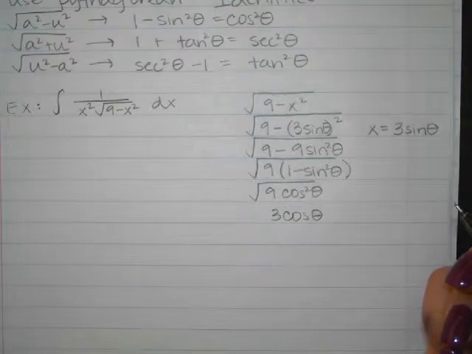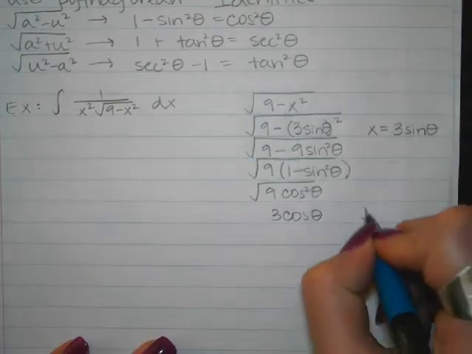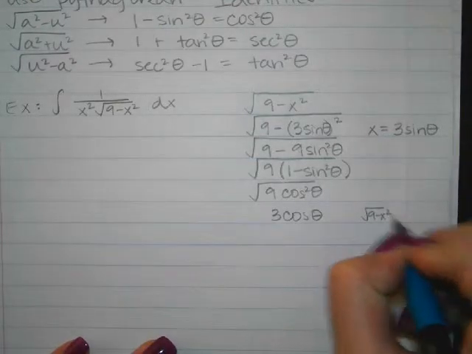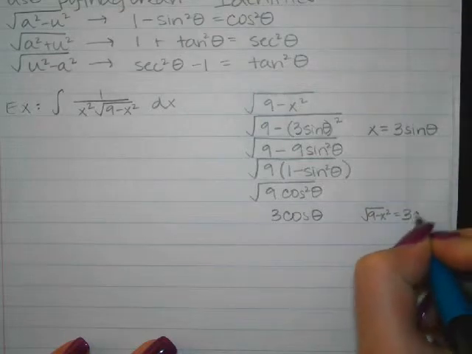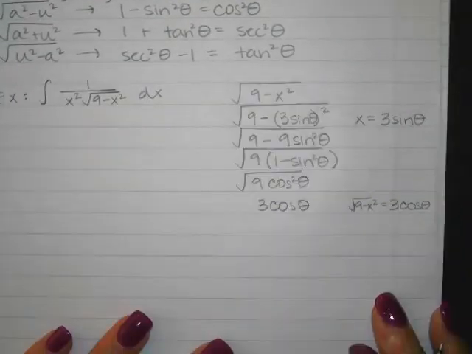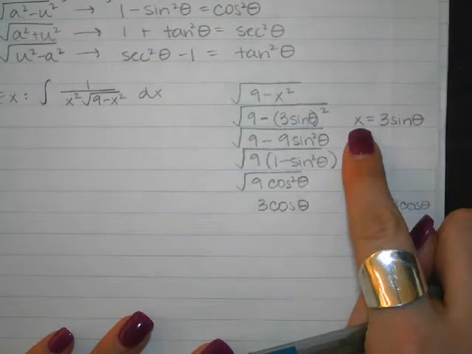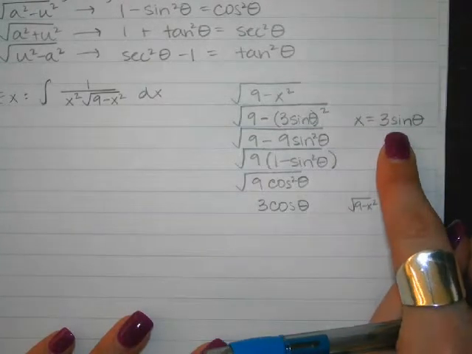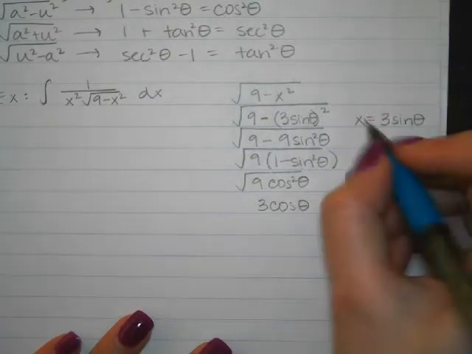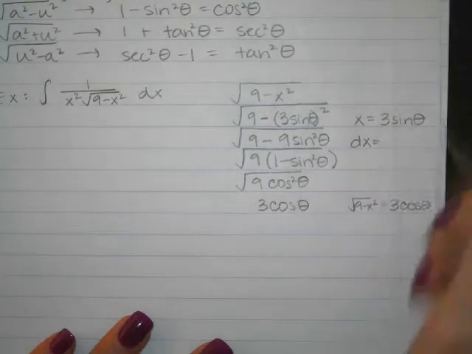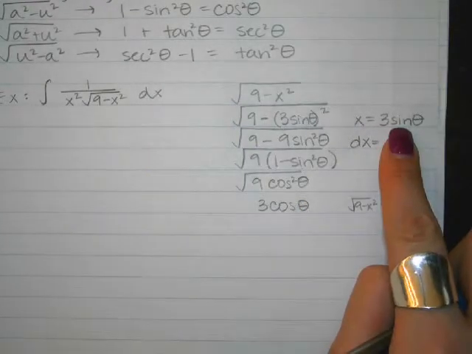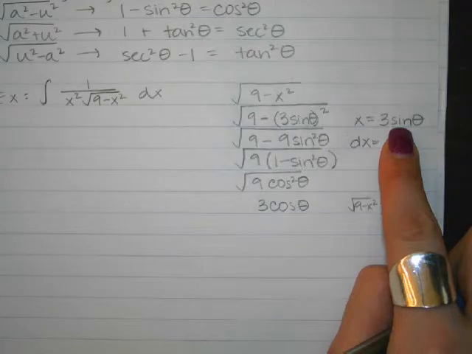Okay, so I have the square root of 9 minus x squared is going to be substituted with 3 cos theta. X is going to be substituted with 3 sine theta. And if I take the derivative of x, what is the derivative of 3 sine theta? 3 cos theta d theta.